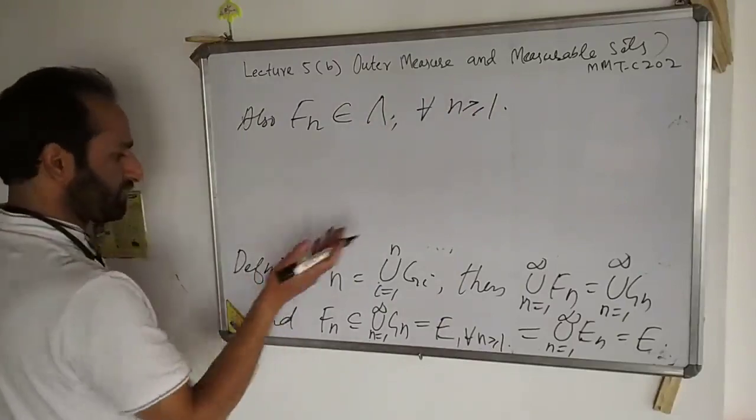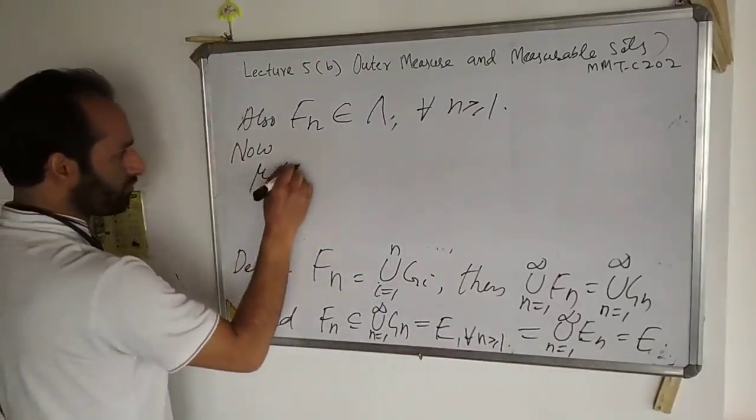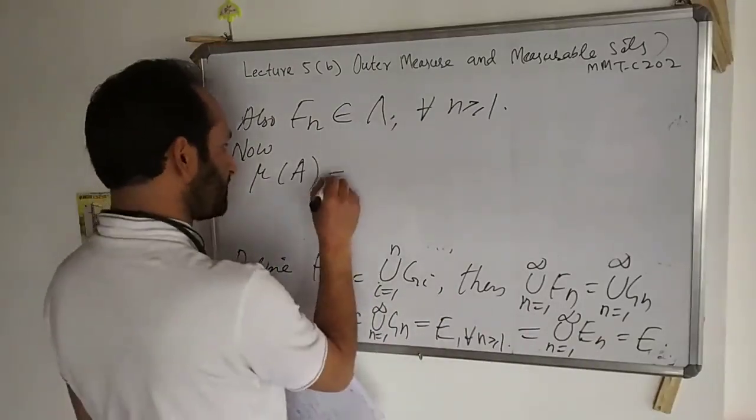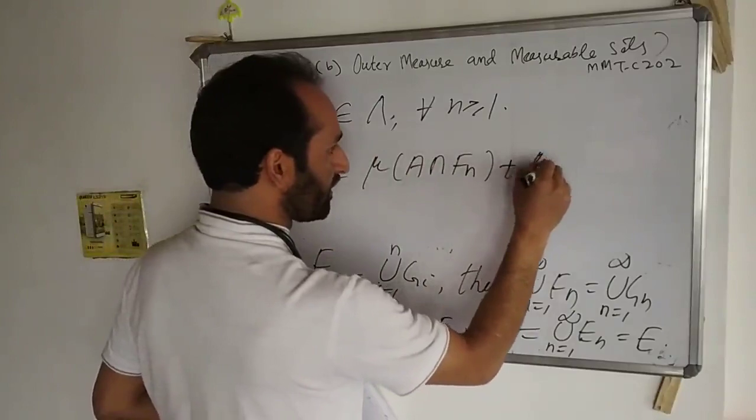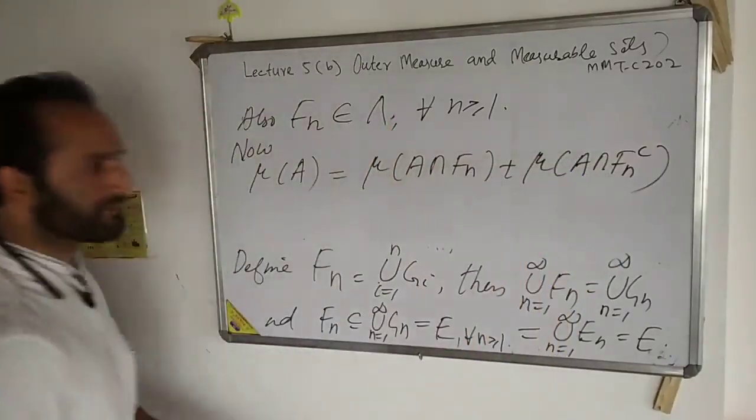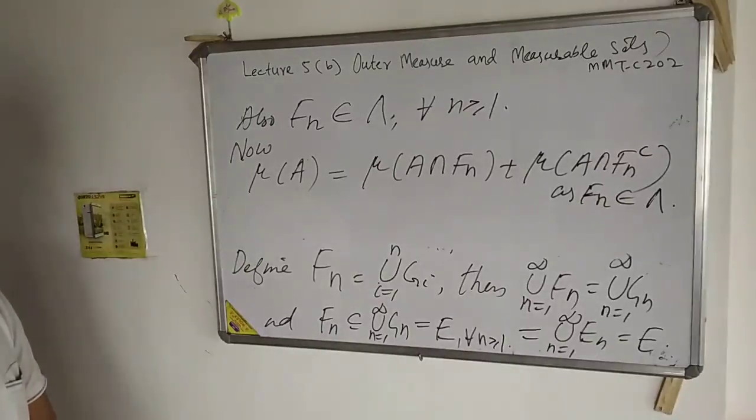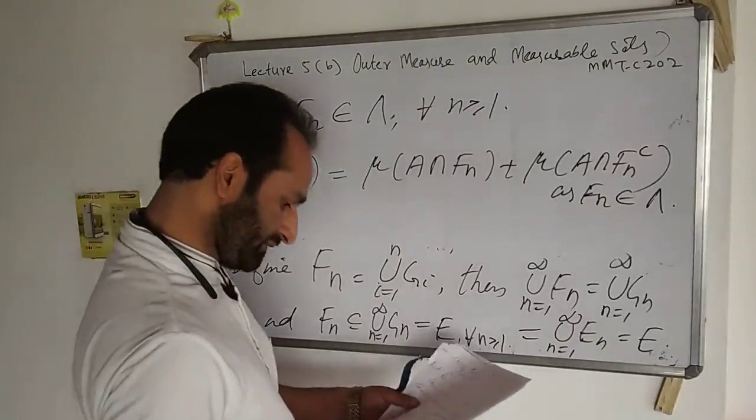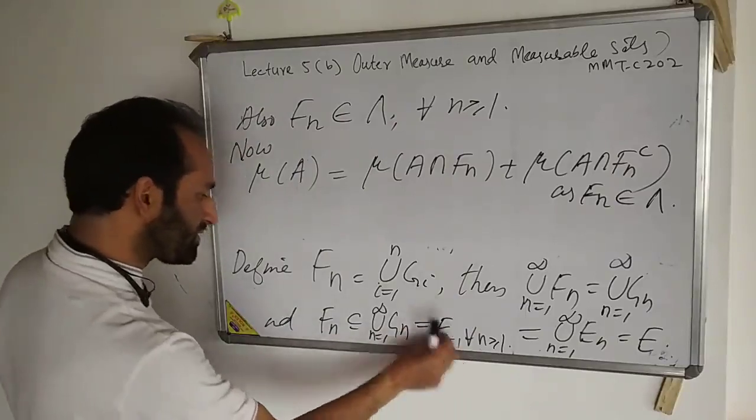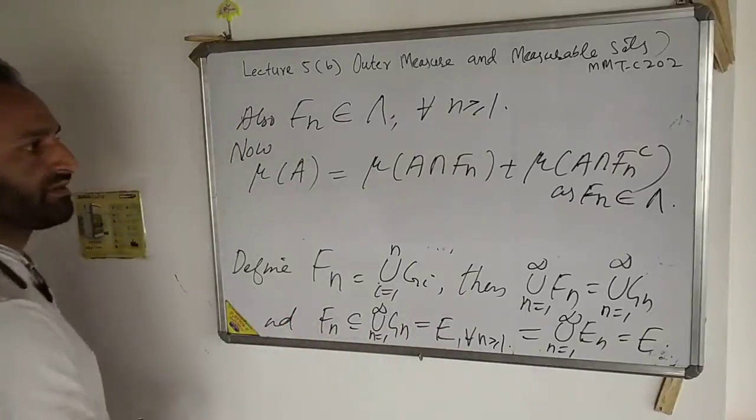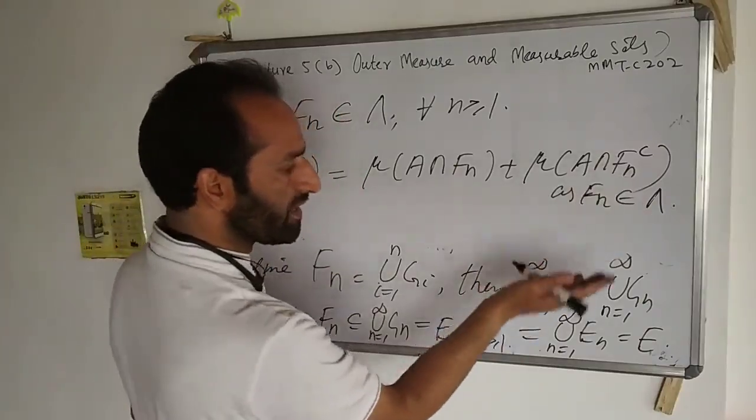Okay, now we prove the measurability of E, which is the union of En's. Now, mu of A is equal to, since Fn is measurable, mu of A intersection Fn plus mu of A intersection Fn complement, as Fn belongs to lambda. And that's equal to, now look at this, Fn is a subset of E, so that means E complement is a subset of Fn complement. Fn complement contains E complement. Fn complement is bigger than E complement.